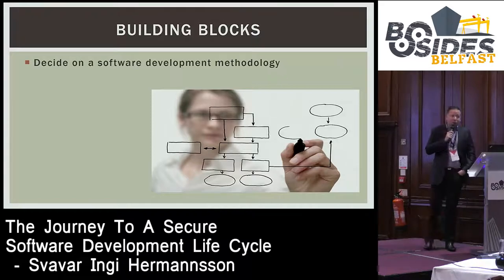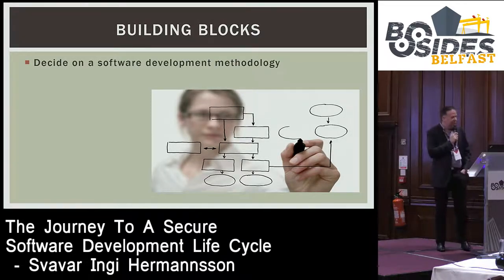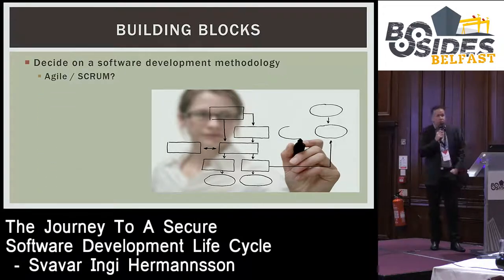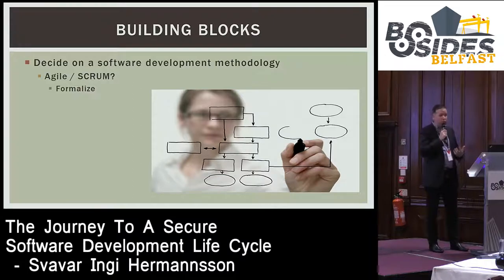Okay, so let's get back to our imaginary company. I will talk about imaginary things. So the first thing I want to do is we're going to decide on a software development methodology. And in our case, we're going to choose Agile and we're going to use Scrum. The next step that we want to do is we want to formalize this. So what I mean by formalize, in my case, I'm talking about documenting it, or from an IT auditing point of view, you want to design it.